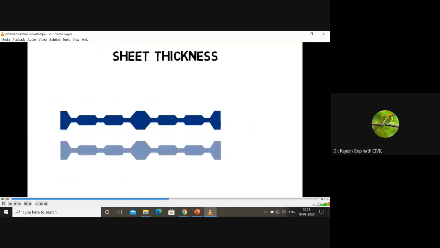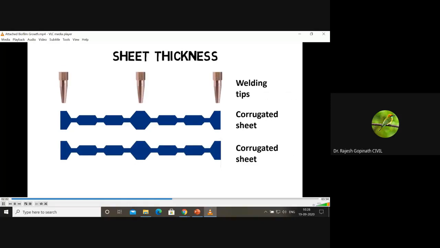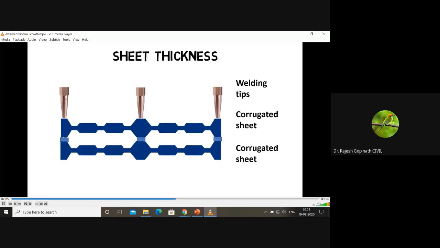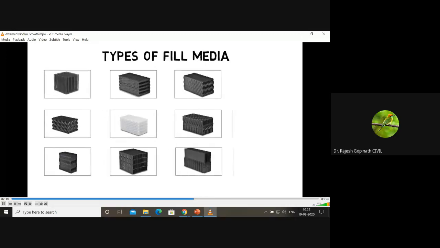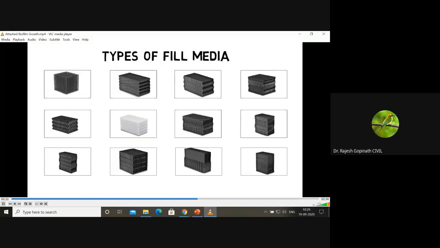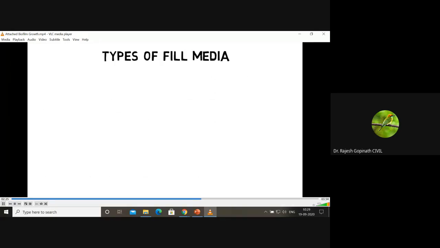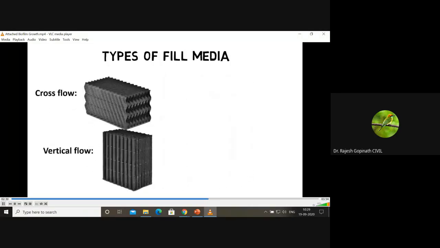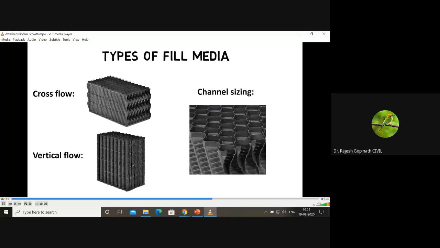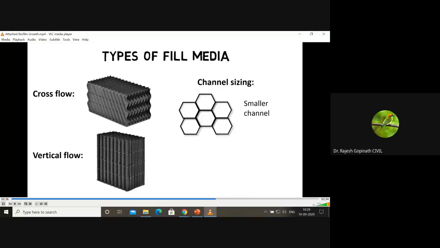The corrugated sheets are either welded or glued together at dedicated connection points to build plastic-filled media blocks. Polypropylene is very difficult to glue and is therefore always thoroughly welded, whereas PVC can be glued together easily. Depending on the application and degree of wastewater pollution, several different plastic-filled media designs are available. In general, they are divided into two categories: cross-flow and vertical flow. Within the two categories, plastic-filled media blocks differ by their channel sizing. Smaller channels mean more surface area, which equals more attached microorganisms and more treatment capacity.